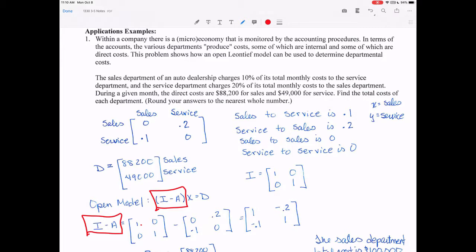Here's the other thing. Don't forget to tell me what X and Y are. The other thing that helps is to write out in words this part: the sales to service, service to sales, sales to sales, and service to service. I know it doesn't make sense, but it helps you make up the matrix.